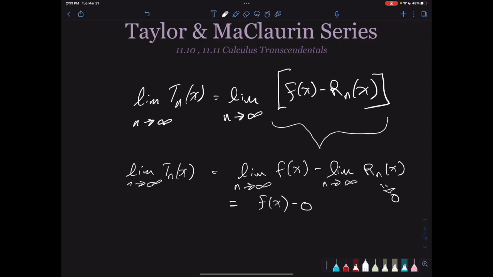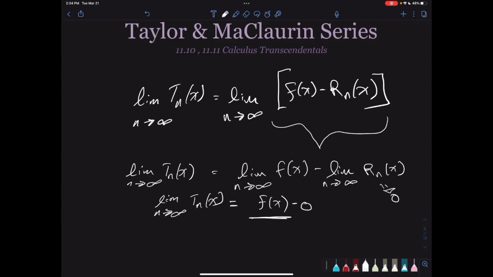And therefore, you have the limit as n approaches infinity of Tn of x is simply equal to f of x. And this shows what we already know, that if the remainder is equal to 0 or goes to 0, then when you take the limit of Tn of x as n approaches infinity, it's going to become a perfect representation of the function f of x.